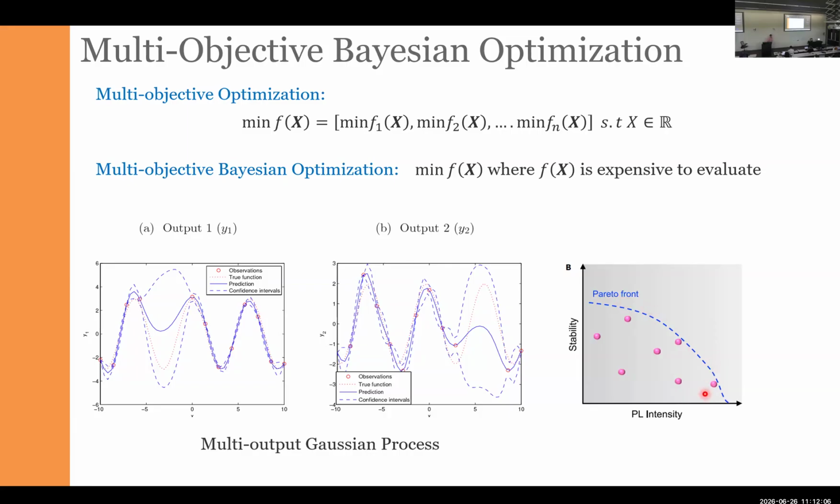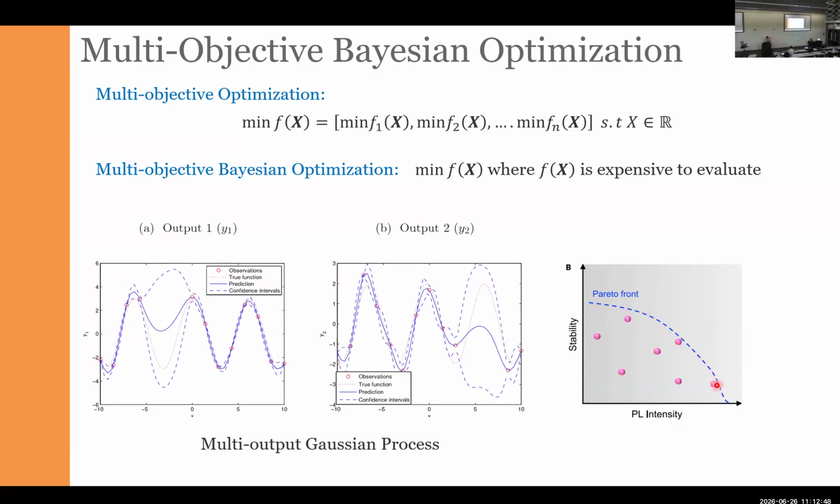For example, imagine that you want to make a material that combines stability and photoluminescence intensity. In this case, you synthesize a large number of these materials. All of them have some combination of intensity and stability. However, for some materials, you can improve both PL intensity and stability. This is called a not Pareto optimal material. And for some materials, if you improve the intensity, then you will lose in stability. And if you improve the stability, then you will lose in intensity.